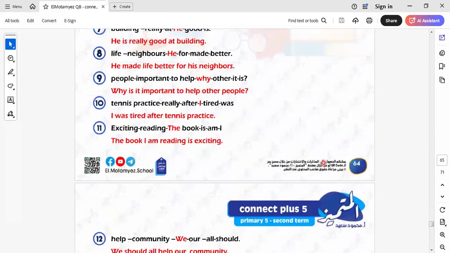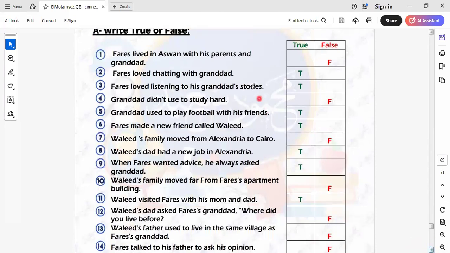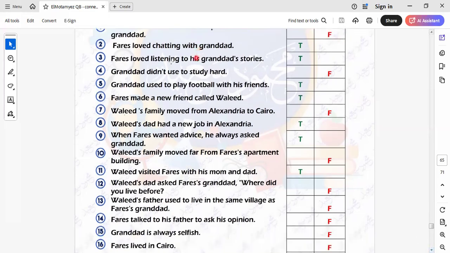We don't have punctuate here in the exam. So I will revise with you the story. Faris lived in Aswan with his parents and granddad. As we know during the lessons, during the stories, lives in Aswan? No, not in Aswan, because as we know that Faris lives in what? In a village, not in Aswan.